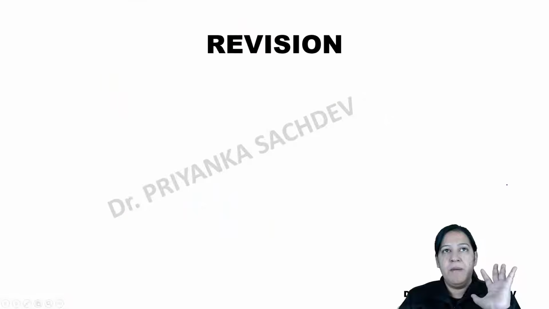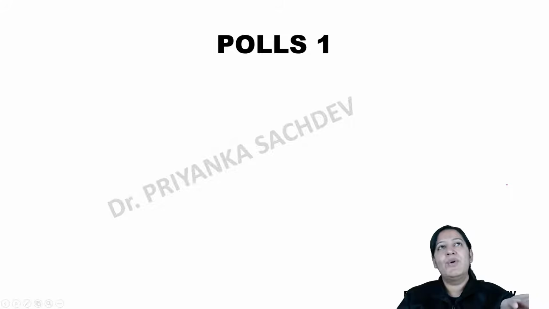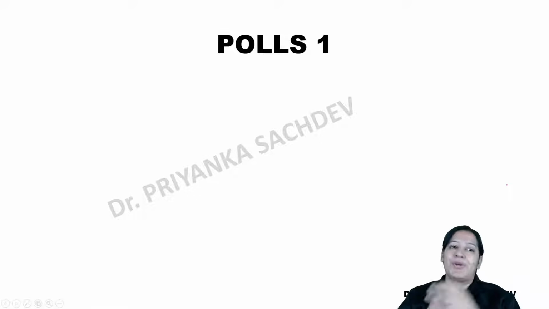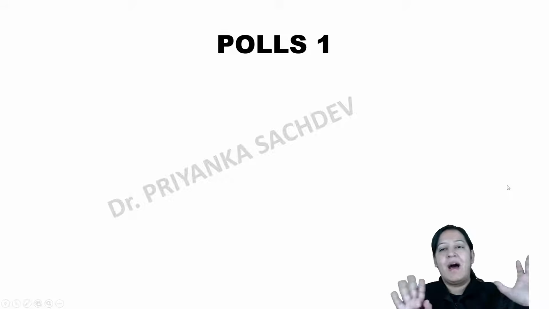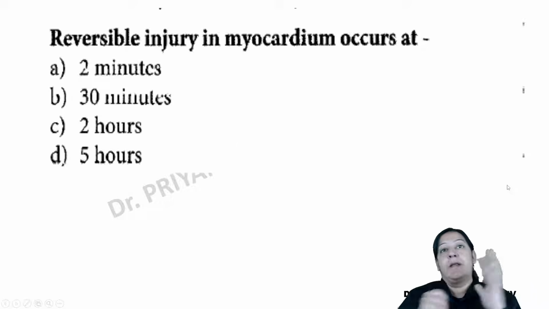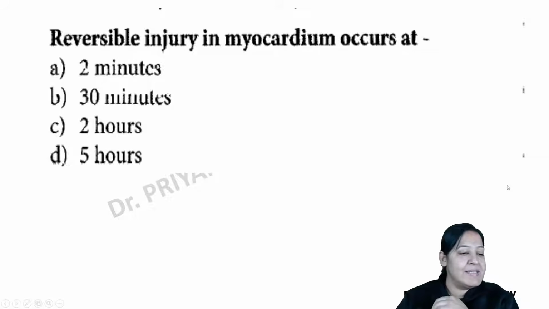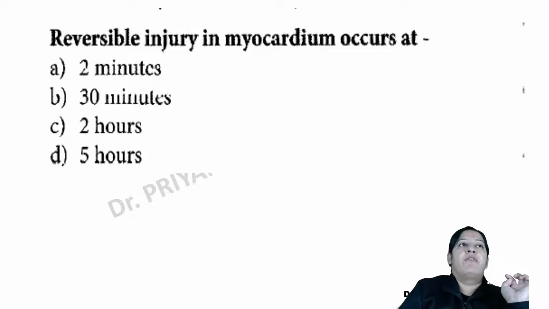So, okay, let me move further. We have already done the revision, so there are a few polls based on it. You have to write your answer in the comment box if you know the answer. I will launch the question in front of you, and please write the answer based on this master table. Please everyone participate. I can see your comments. Okay, so please read the question. I will read the question for you.